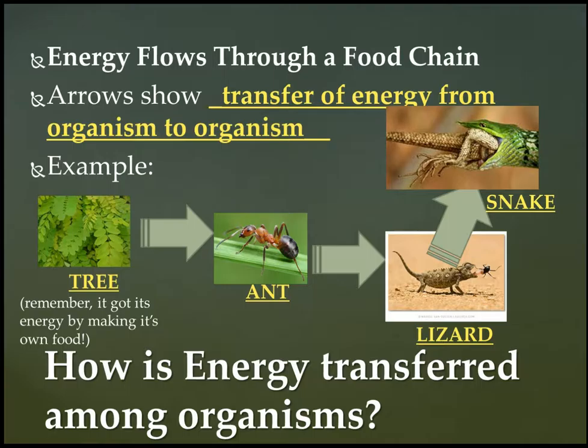So make sure you put this example on your paper. You don't have to draw all the pictures, but please at least write the words and draw the arrows, being very careful to show the arrows going in the correct direction. The energy from the tree goes into the ant. The energy from the ant goes into the lizard. The energy from the lizard goes into the snake.